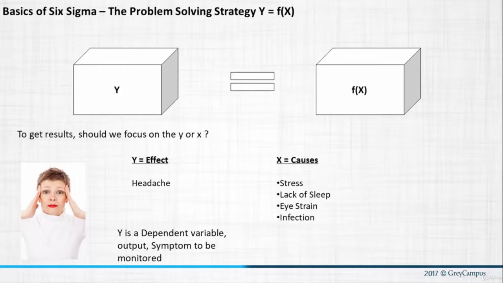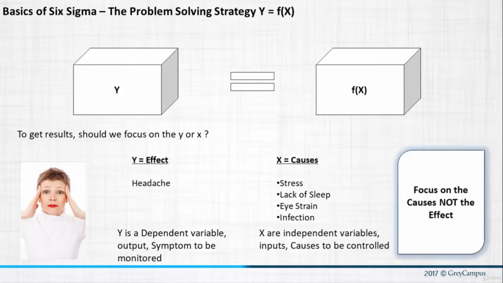Well, there may be several causes of that effect, and in the Six Sigma methodology, you want to focus on the causes in order to solve a problem instead of the effect where you're simply fixing a problem. Solving problems makes sure that the problem does not come back up again.